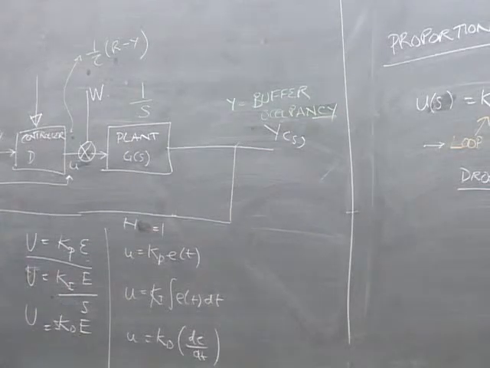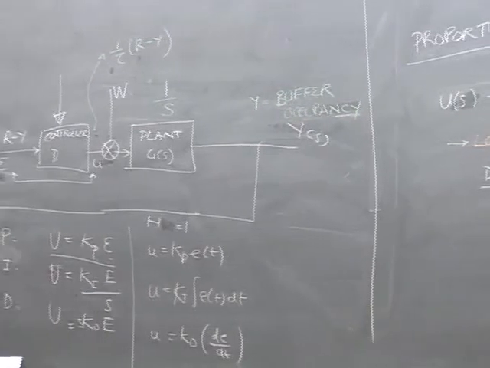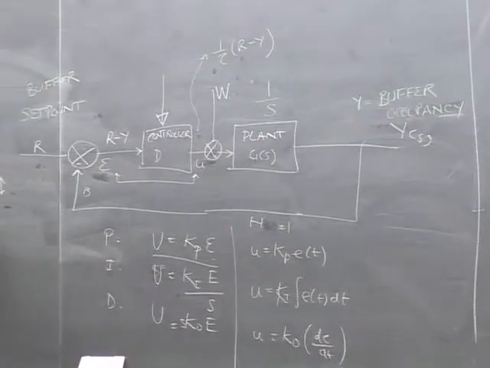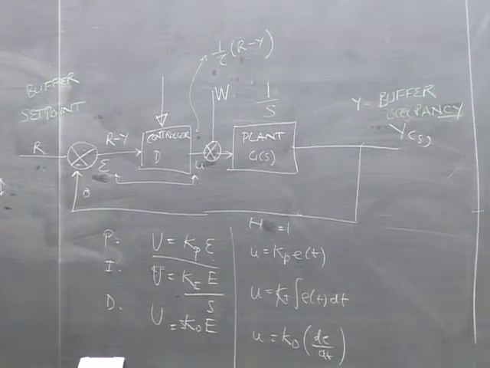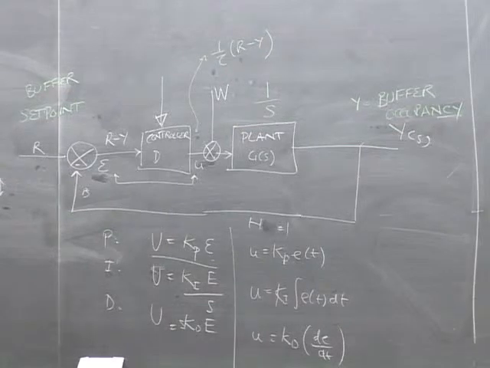The buffer occupancy tends to go to 0. That's correct, but that's not good. We want the buffer occupancy to be R. R is a reference set point. So what does that mean? After time tau, when R is equal to Y, the error becomes 0. That's what you want, right? You want the buffer to be at the right set point.